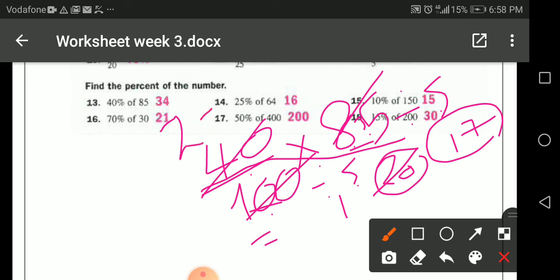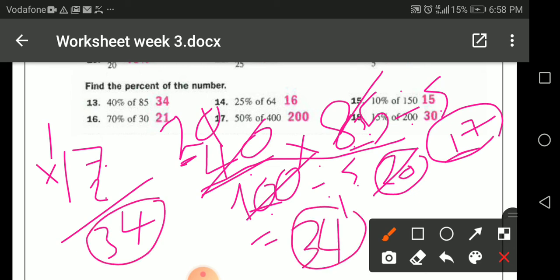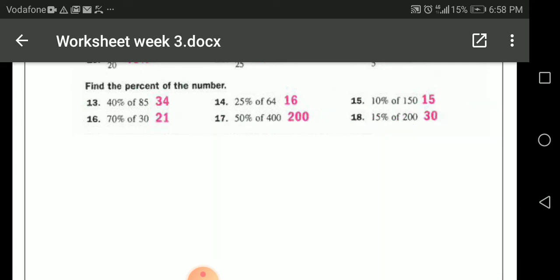40 divided by 20 gives me 2. So we have 2 multiplied by 17. 2 times 7 gives me 14, and 2 times 1 is 2, so we get 34. So the end answer will be 34. We are simplifying here. Don't forget, 40 divided by 20, and 20 divided by 20. And we divided the 85 by 5 and the 100 by 5 to make it easier for us.